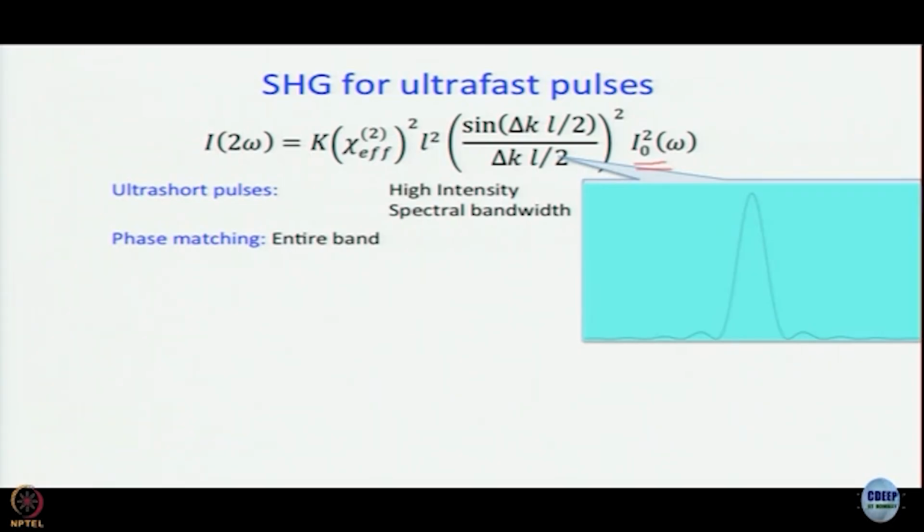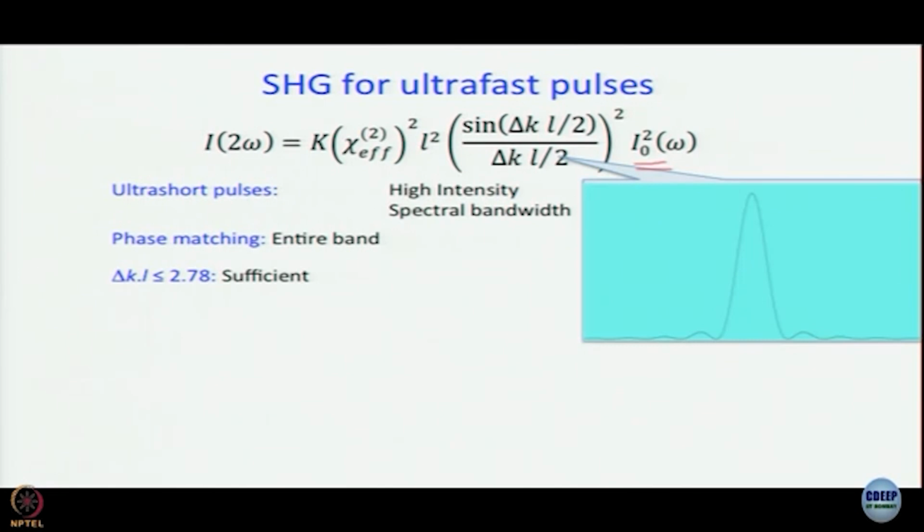So, if you consider the width of this function, it turns out that you can manage to get phase matching provided delta k into L is less than equal to 2.78. Okay. This 2.78 just comes from numerical solution of this problem. I cannot write a formula and say that this is why it is 2.78, difficult to do that, right. But if you look at the pulses, it turns out that you are okay provided delta k into L is less than equal to 2.78.